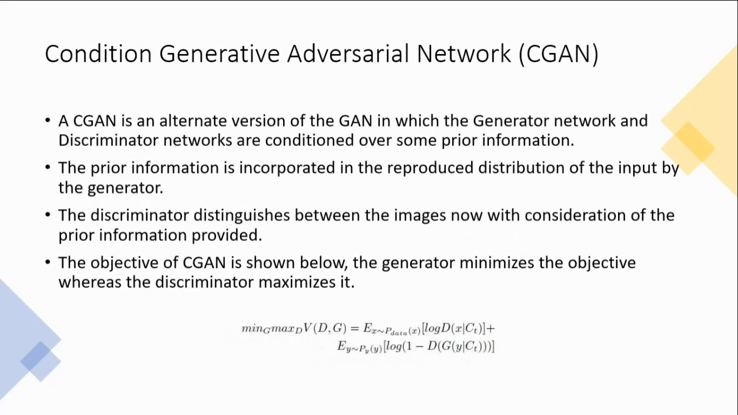Now, let us try to understand an alternate version of a GAN known as the conditional GAN. In a conditional GAN, the generator network and the discriminator network are conditional over some prior information. This prior information is incorporated in the reproduced distribution by the generator. The discriminator distinguishes between the two images with consideration of the prior information provided. The training of a conditional GAN is similar to that of a GAN, where the generator is trying to maximize the probability that the discriminator makes a mistake.